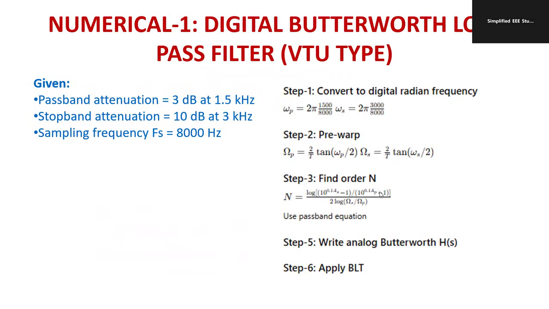Use the formula. Kindly remember this formula. This is very, very important. Most of the students forget these kinds of formulas. Kindly make a note of this filter order formula. So here use the passband equation. Next, write the analog Butterworth H of S. Later on apply BLT.